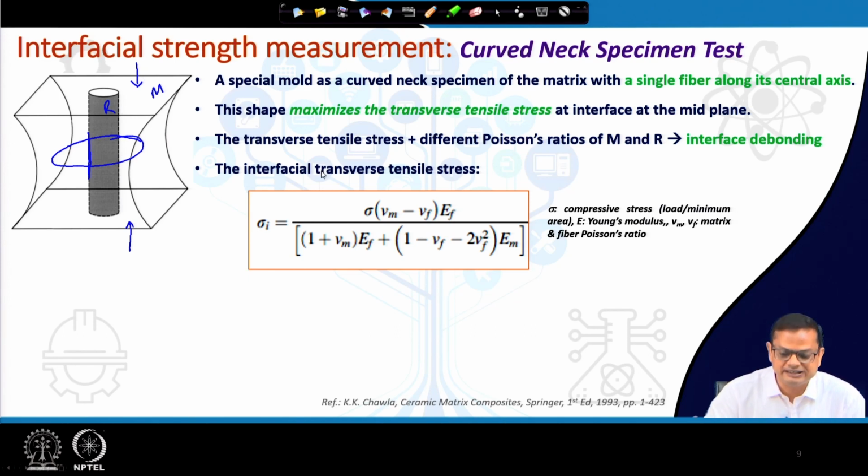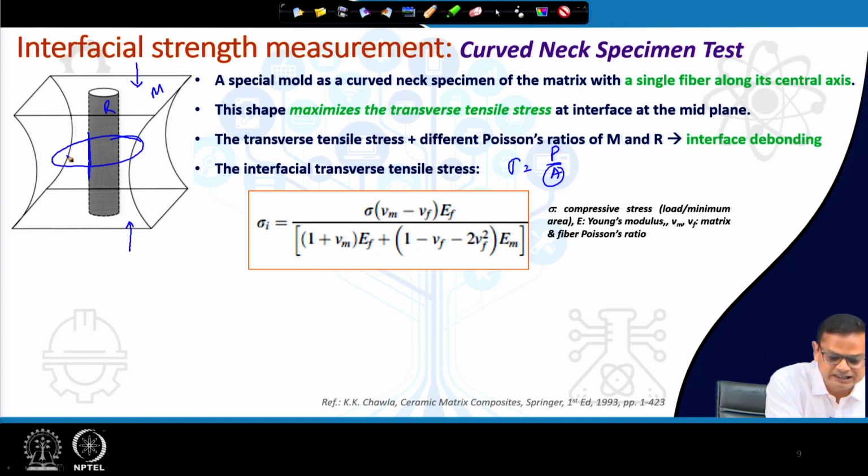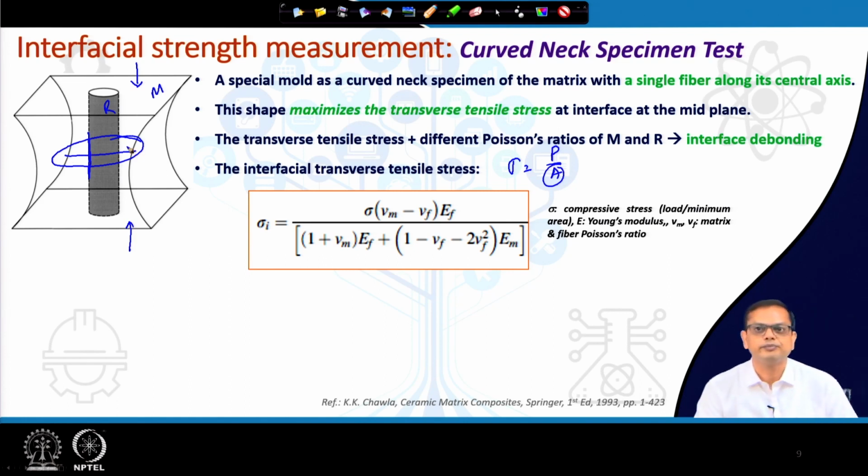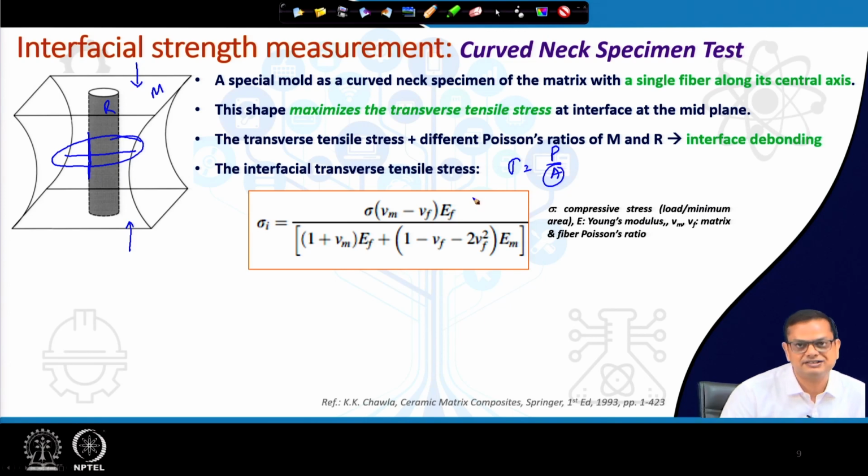We know the area here, so from there we know the applied load. So, this sigma is equal to P by A, and this A is basically this area. And then we know all the other values, like the Poisson's ratio, the E_f, that is the elastic modulus of the fiber, and the elastic modulus of the matrix. So, using this equation we can get the value of the interfacial transverse tensile stress.